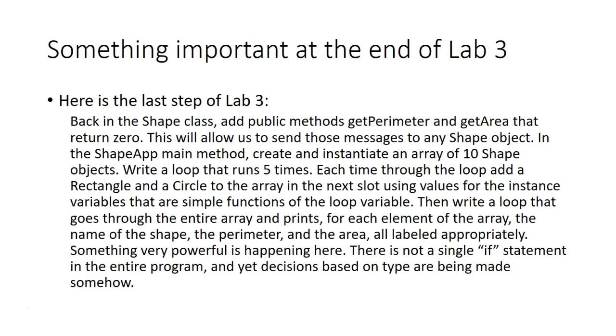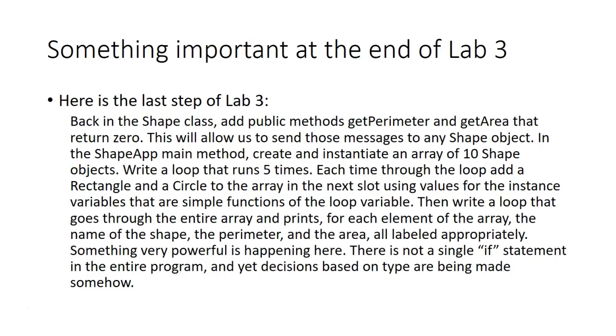And this is step 6, I think, from Lab 3. So you had to go back to the shape class and add public methods called getPerimeter and getArea that returned 0, which is obviously stupid, but they are methods of the shape class. And you remember that shape has descendants, rectangles and circles. But we didn't actually talk about creating any shape objects per se. But if we wanted to send a message to a shape object, at least that message would be syntactically correct.